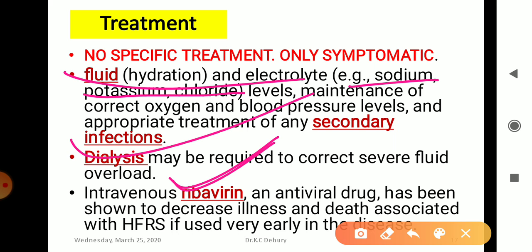So the detection is paramount important to check the spread of the virus. So for detection of this virus, we simply go for the reverse transcriptase PCR. So that is the polymerase chain reaction. Only for the RNA virus, it is the reverse transcriptase polymerase chain reaction.